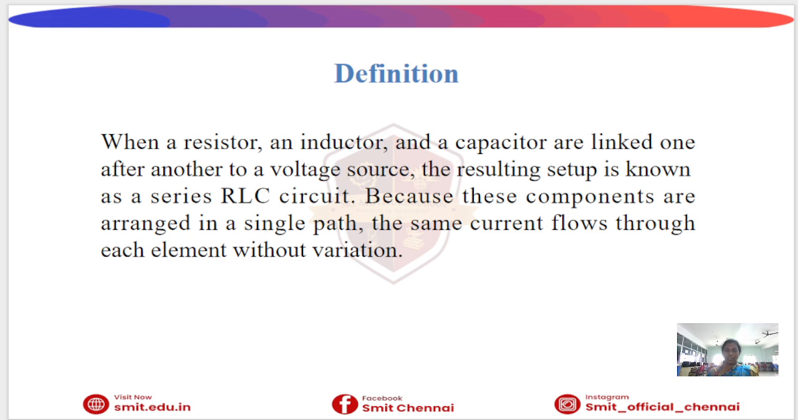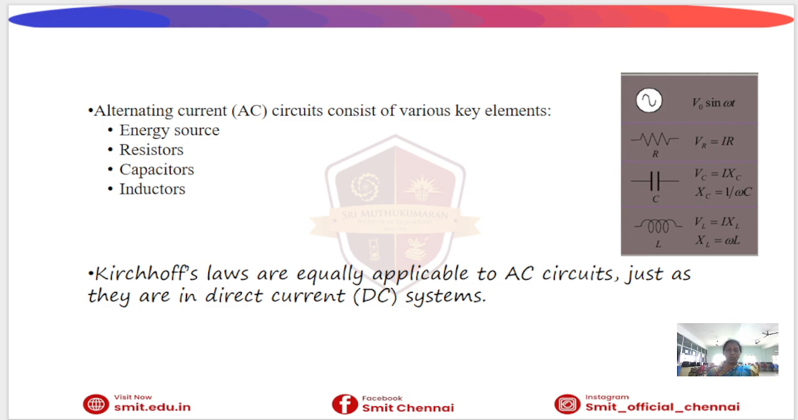So in electrical engineering, we mainly deal with two types of circuits. One is AC circuit and another one is DC circuit. In an AC circuit, the current changes its direction periodically. AC circuits mainly consist of four important elements. The energy source provides electrical power. The resistor is used to oppose the flow of current. The inductor is used to store energy in the magnetic field, and the capacitor stores energy in the electric field.